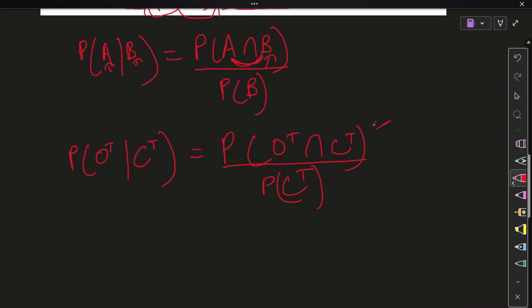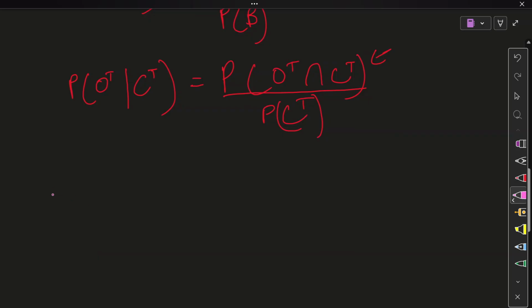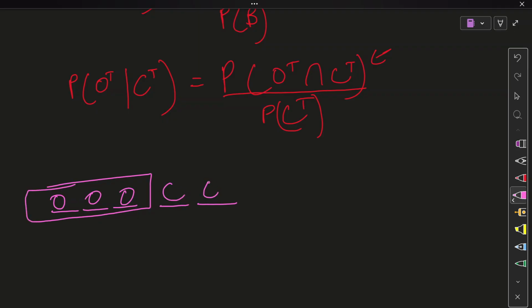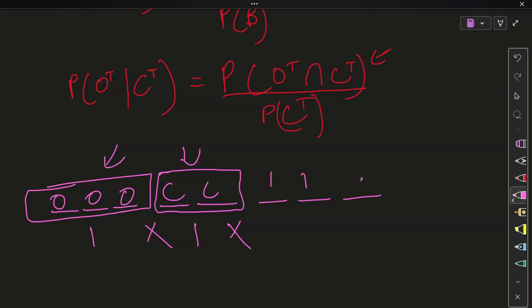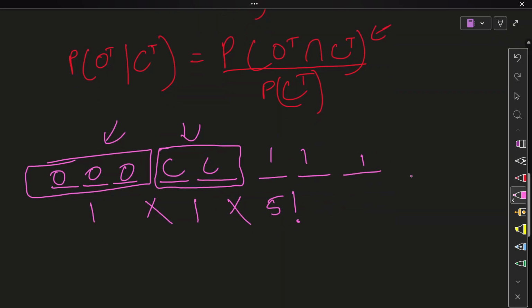First, let's find the numerator. We will put the O's and C's together and box them up. The 3 O's, box them up. The 2 C's have to be together as well, box them up. Inside the box I'll do nothing because the same thing will repeat and moving them around has no point. Outside the box there are 5 positions, so 5 factorial. Nothing repeats and I'm good. 5 factorial is the numerator.